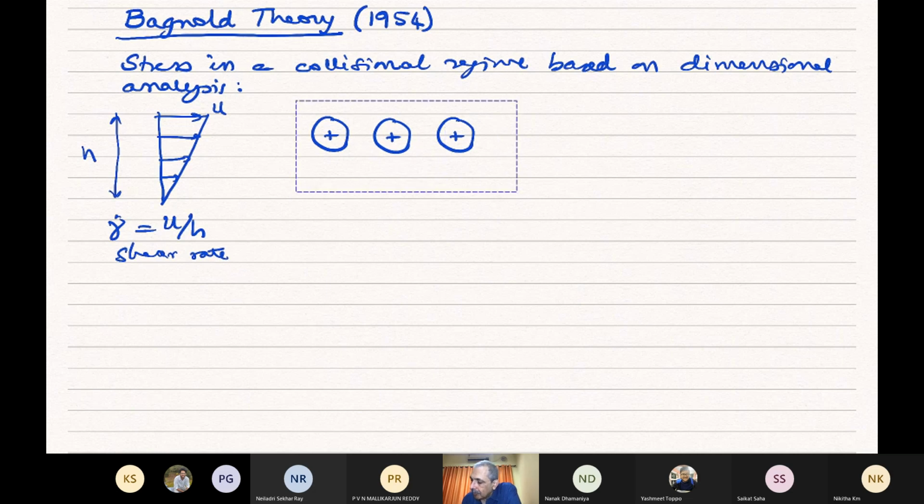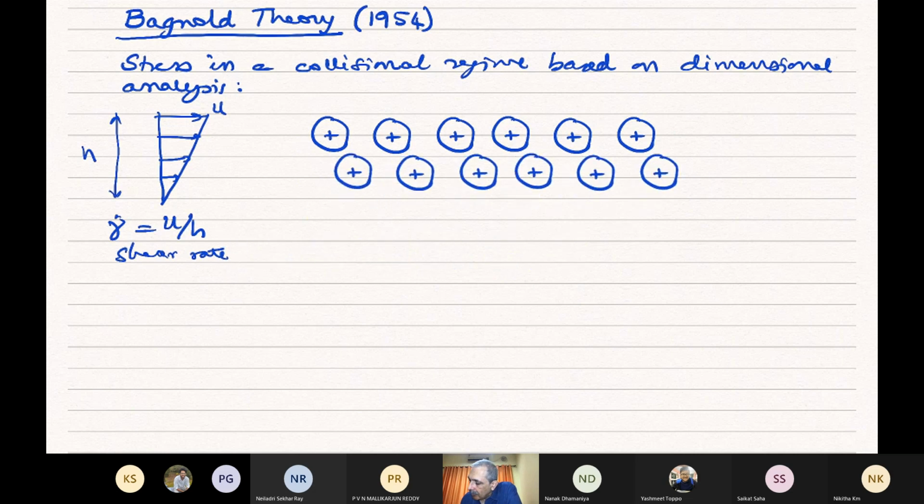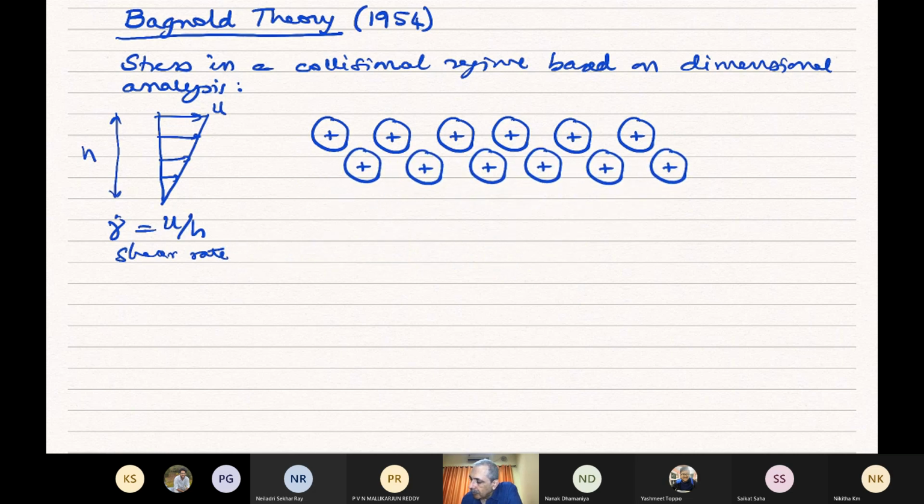So there's three layers, three particles here. And I've got three more particles which I can put over here. And so now, what he imagined is that here you have these particles like this.